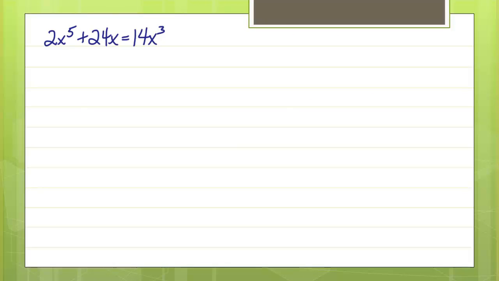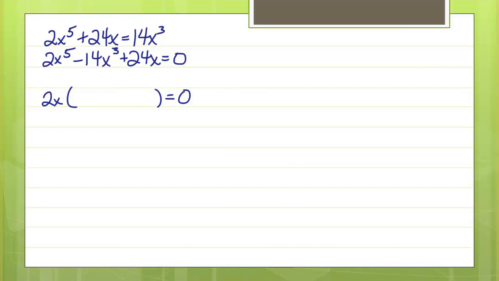Okay, this one is not in standard form. We've got to get it equal to 0, and we want to get it in descending order of our exponents. So I'm going to subtract 14x from both sides, or x cubed, I should say. So that one, now we're in standard form, and I notice I can just pull an x out of everything, and a 2. So a 2x can come out.